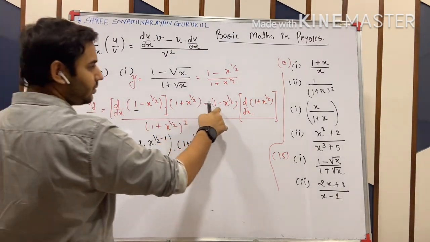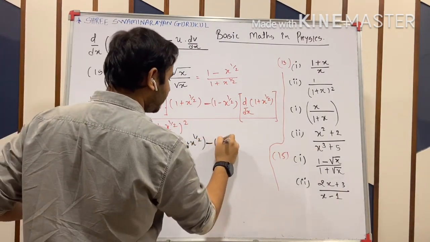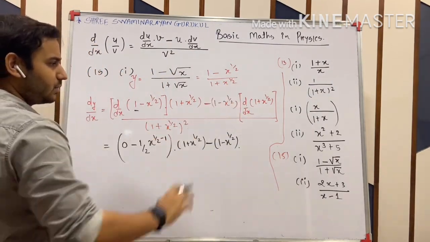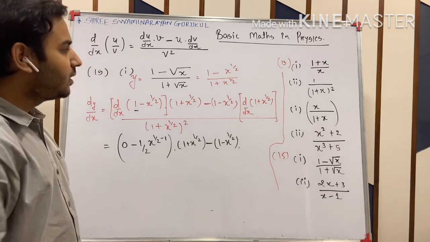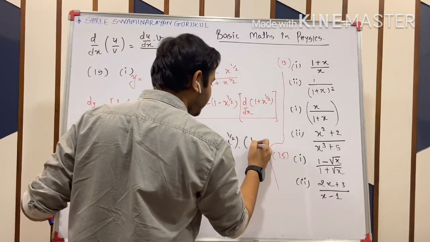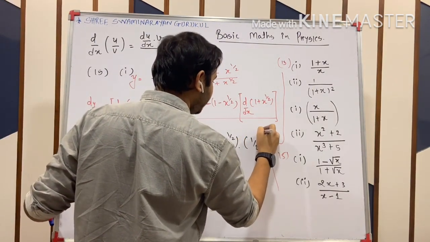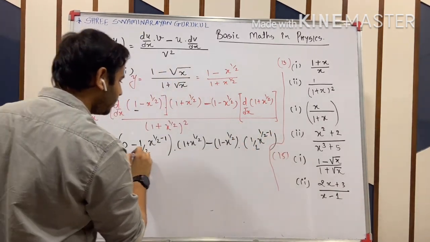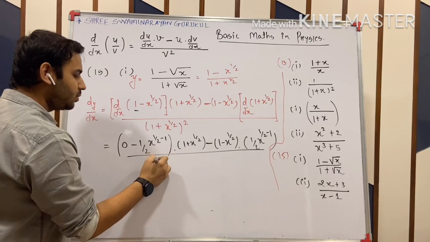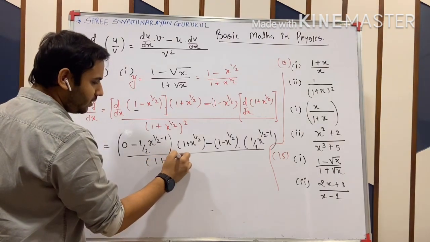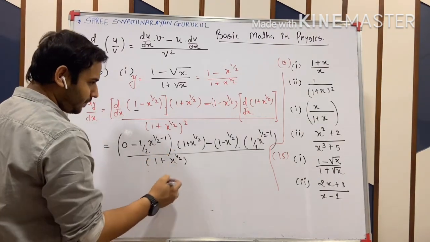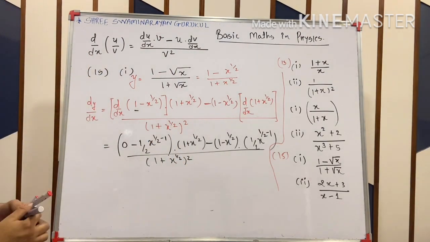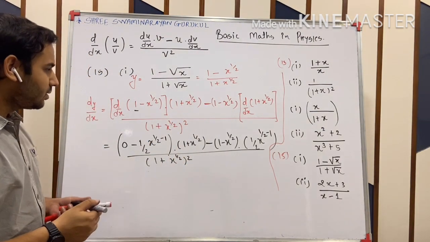Then differentiate this term, keeping it as it is, 1 minus x raised to 1 by 2, and differentiation of this 1 is 0. Differentiation of 1 is 0, and x raised to 1 by 2 you can write again 1 by 2 x raised to 1 by 2 minus 1, and still whole upon (1 plus x raised to 1 by 2) square. Understood? So now just simplify all these things.